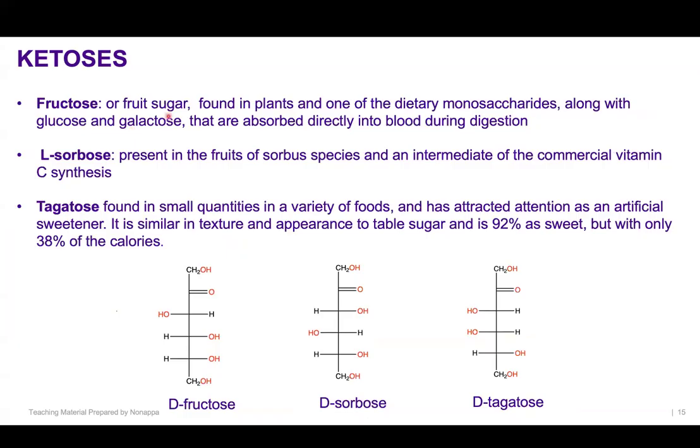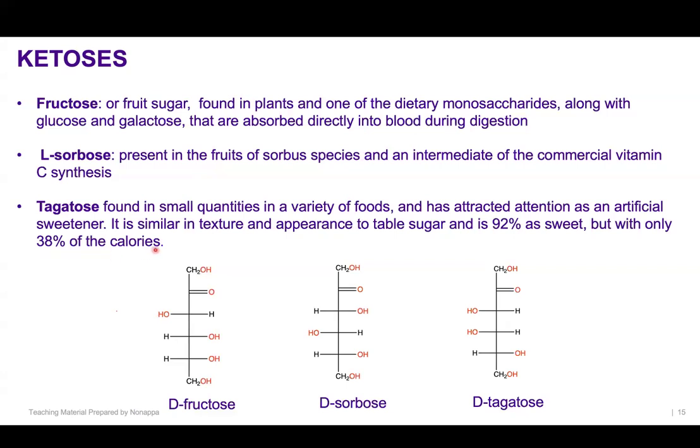Fructose, as every one of us knows, is a fruit sugar found in all fruits, along with some other monosaccharides such as glucose and galactose, and they are directly absorbed into the blood. Then we have Sorbose, present in fruits of certain plant species. It is also an intermediate for vitamin C synthesis. Tagatose is found in very small quantities in a variety of foods. But the interesting fact is that it has a similar texture and appearance to table sugar and is 90% as sweet, but with only 38% of the calories.